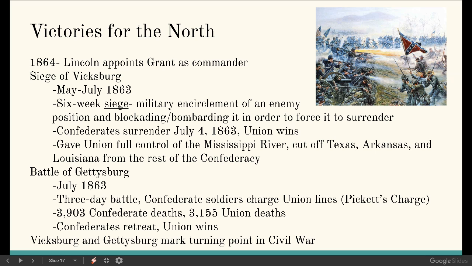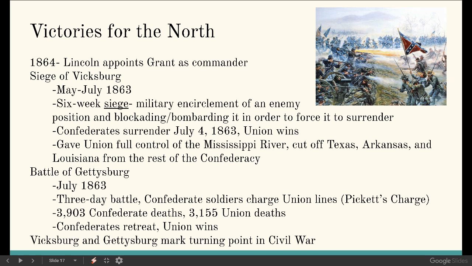And it gives control of the Mississippi River to the Union, which was one of their major strategic goals, to try to control the supply lines along the Mississippi River. And it also gives the Union the opportunity to cut off Texas, Arkansas, and Louisiana from the rest of the Confederacy. So that's going to be a major blow to the Confederacy.